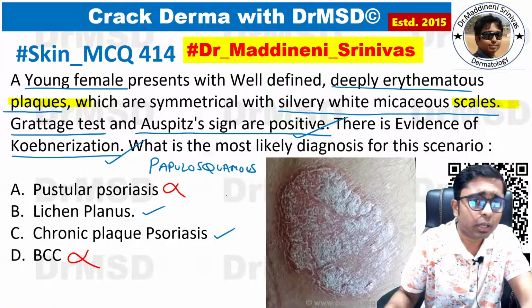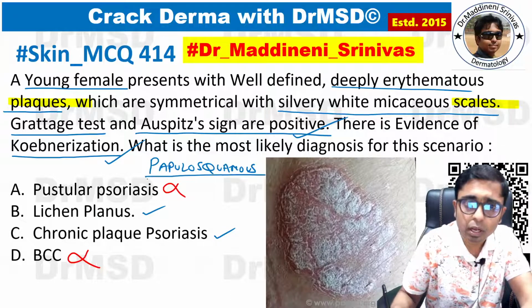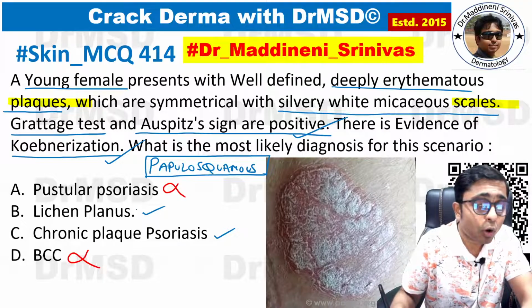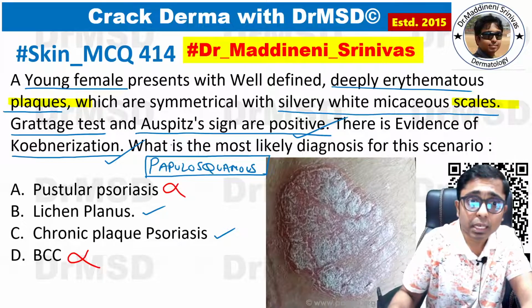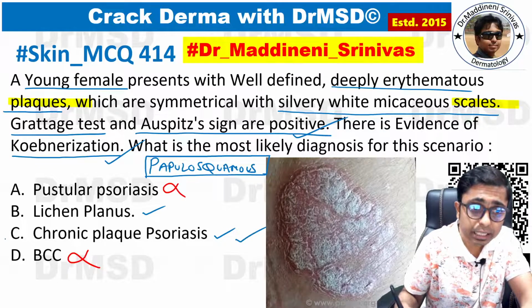So out of all the given options, B and C we have selected because they are papulosquamous, and among these two also, please remember the Auspitz sign. Auspitz sign is going to be seen only in the case of option C, chronic plaque psoriasis. So that is the answer here.